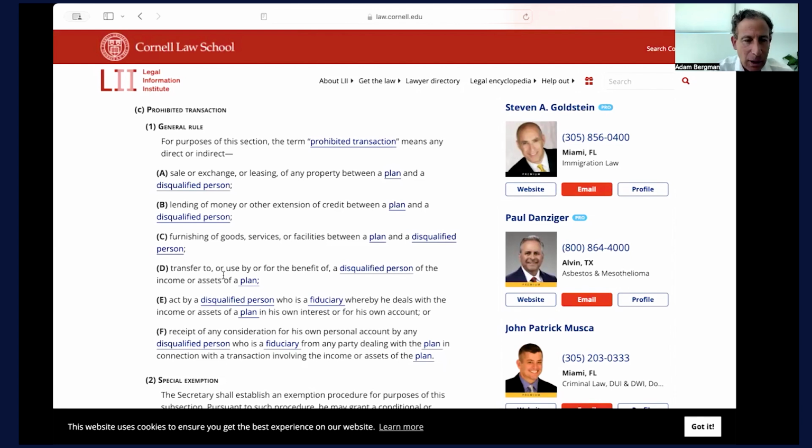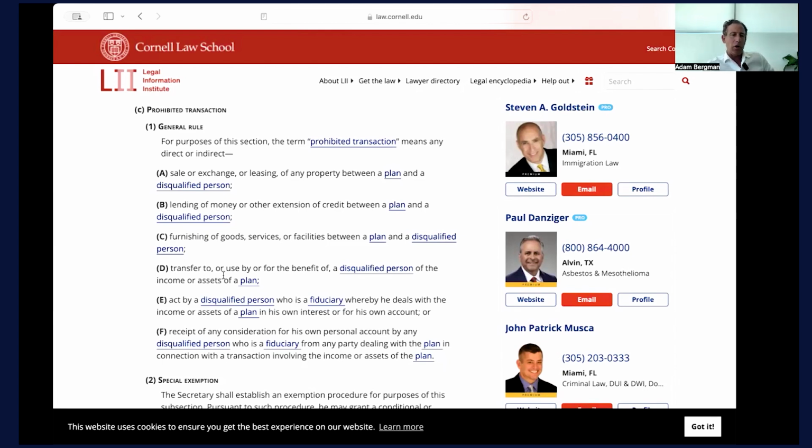And then F, receipt of any consideration for your own personal account by any disqualified person who's a fiduciary from any party dealing with the plan. So it's like a third party situation where maybe you take a job with a company, and in order for you to secure your job, you have to make an investment into the company and use your IRA to make the investment. But it's dependent on your job, because if you don't make the investment, you don't get your job. Kind of a conflict of interest.